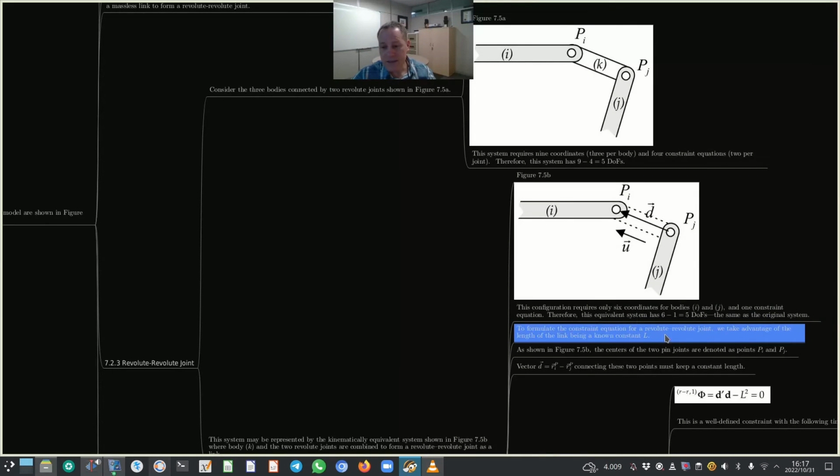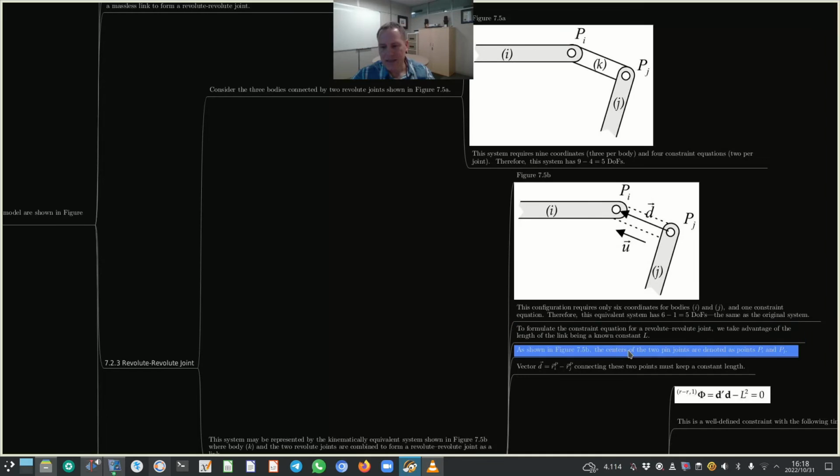Now, to formulate the constraint equation for a revolute joint, we take advantage of the length of the link being a known constant L. L is not indicated here in figure 7.5b, but this vector D is indicated. And obviously the magnitude of vector D will be the length that we are referring to.